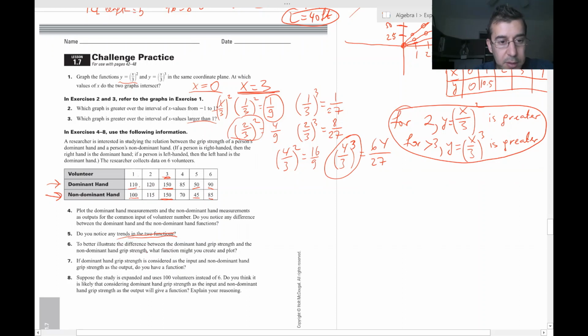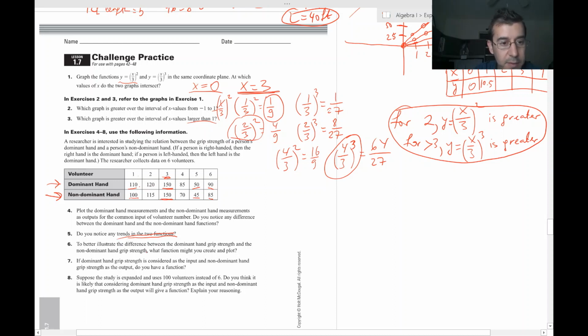Number 6, to better illustrate the difference between the dominant hand grip strength and the non-dominant hand grip strength, what function might you create and plot? The difference. You would try to get the difference between the dominant hand strength minus the non-dominant hand strength, and you'll try to create and plot that function.